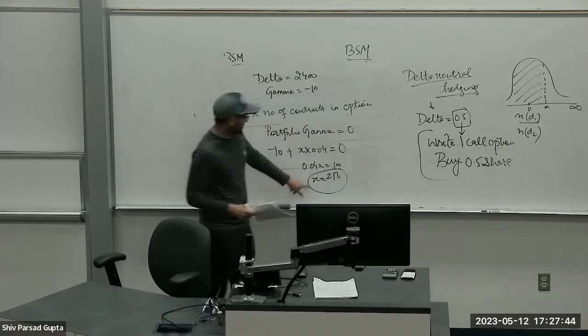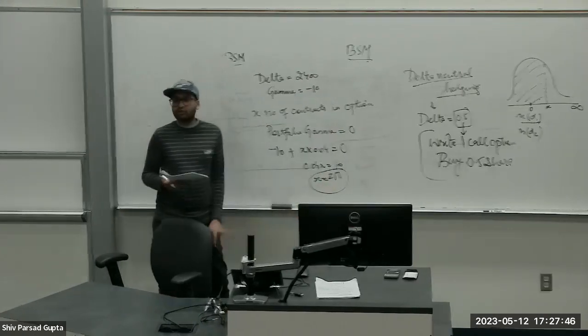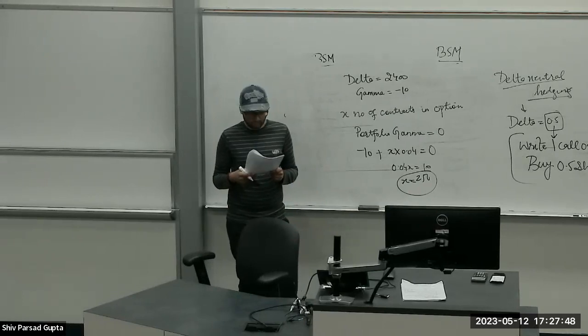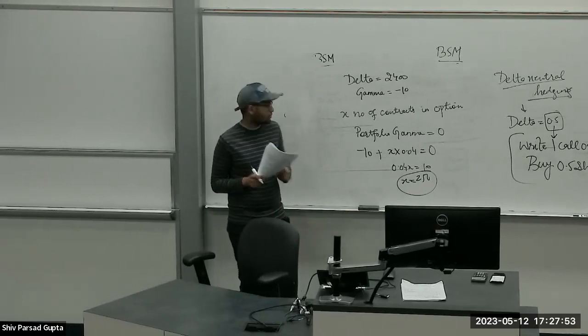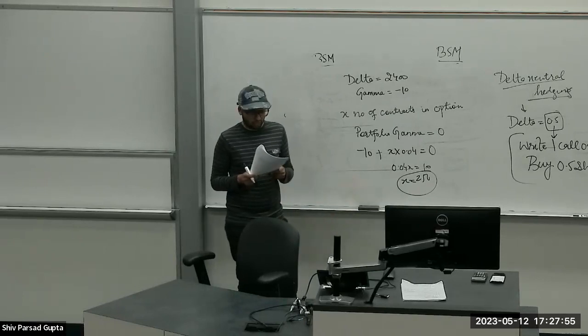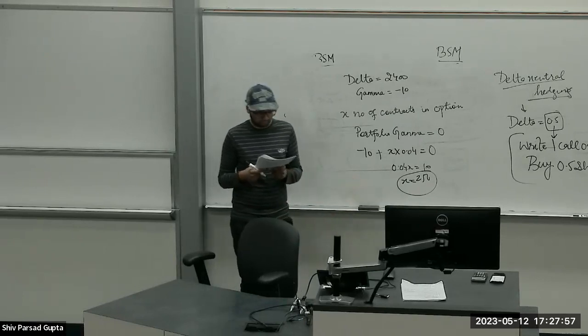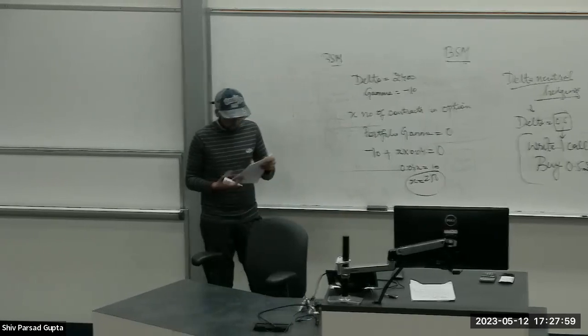Since X is a positive figure, what we'll do is go long. So the correct answer will be a long position in 250 options. Option A will be correct. So that was question number 14.